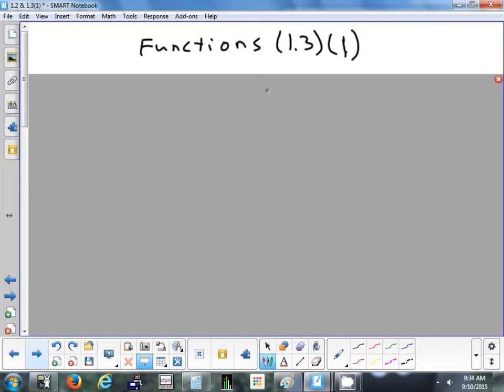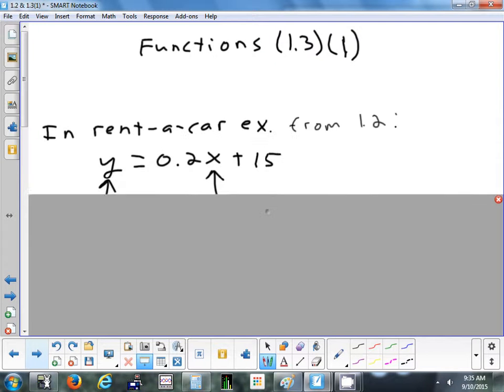All right, so we'll start part of 1.3 with the half hour we have left. Whatever we get to, we'll get to, and we'll stop there.